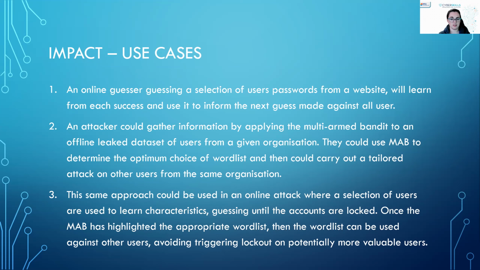And then the last one is similar. It's the idea that you could select a selection of users' accounts online, and you could learn characteristics about those accounts until they become locked. And the multi-armed bandit will highlight the appropriate word list to use. And you've learned based on accounts that you've locked, because there was a lockout policy after a certain number of wrong guesses, but you can take what you've learned and then use it against the other users at the same website. And you could potentially use it against the more valuable users or something like that.